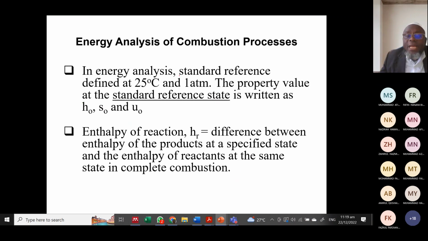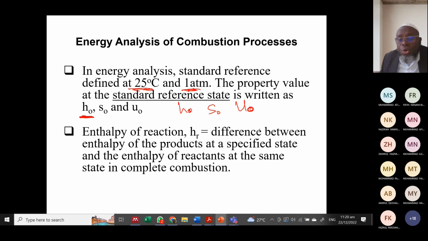Now, in any energy analysis, the standard reference state is defined as 25 degrees Celsius and 1 atmospheric pressure. The property value at the standard reference state is referred to as standard. So whenever you see h°, s°, u°, you understand me? These are properties that have been read at the standard reference state, which means 25 degrees Celsius and 1 atmospheric pressure.